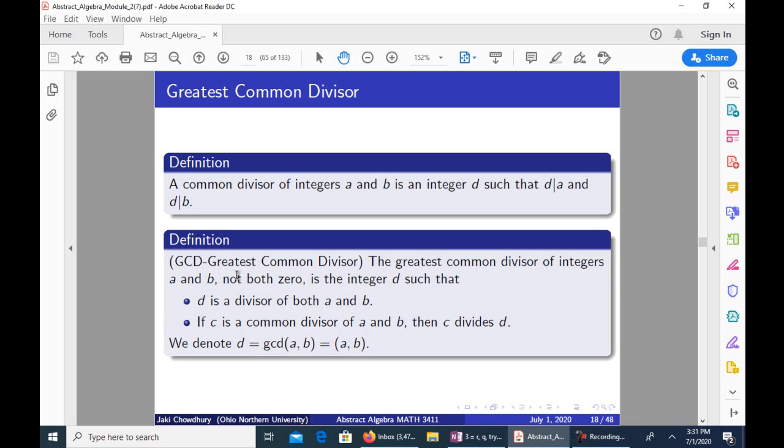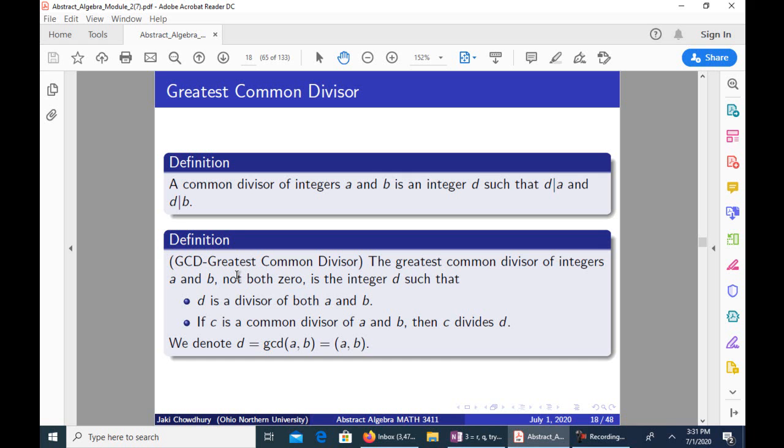Now, what's the GCD? GCD is short for the greatest common divisor. The greatest common divisor of integers a and b, not both 0, is the integer d such that d is a divisor of both a and b, and if c is any common divisor of a and b, then c divides d.